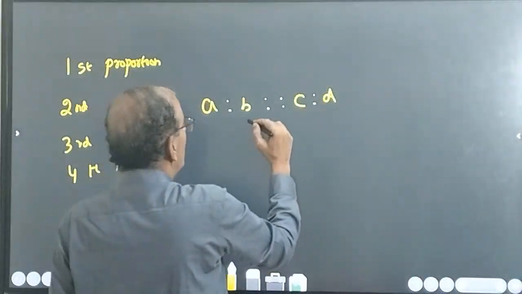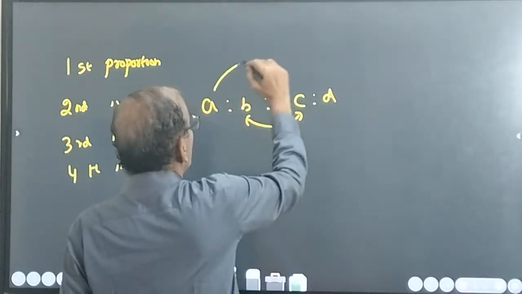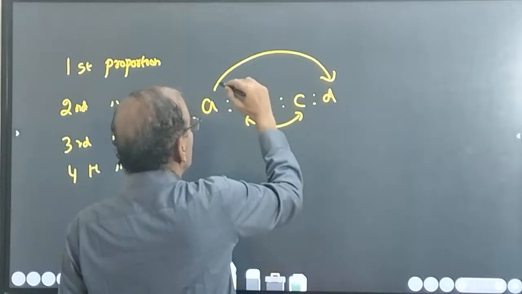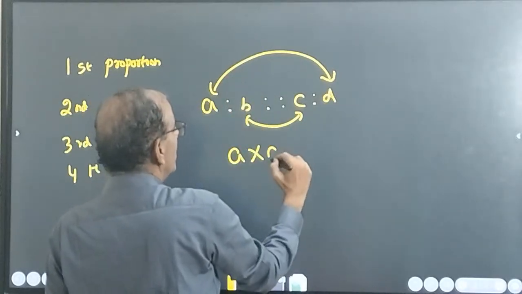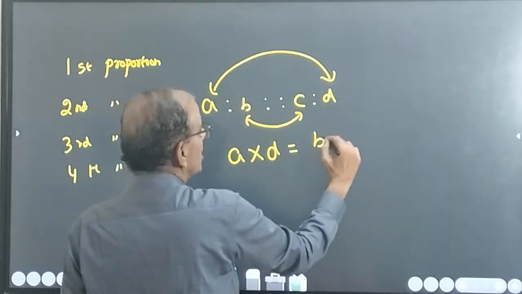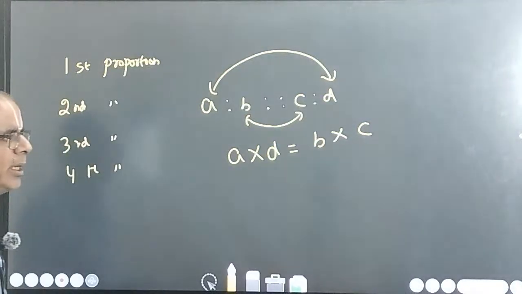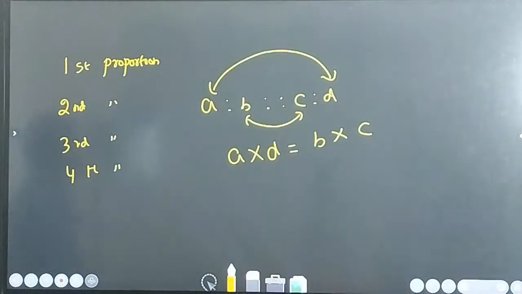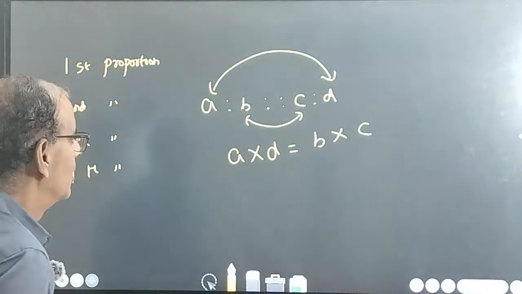Simply நடு ரெண்டு நம்பரை மல்டிப்ளை பண்ணா எதுக்கு ஈக்குவலா இருக்கும்? A and D மல்டிப்ளை பண்ணா ஈக்குவலா இருக்கும். That is A into D will be equal to what? B into C. Do not memorize the formula. Middle number ரெண்டுத்தை மல்டிப்ளை பண்ணா that will be equal to product of the extremes.